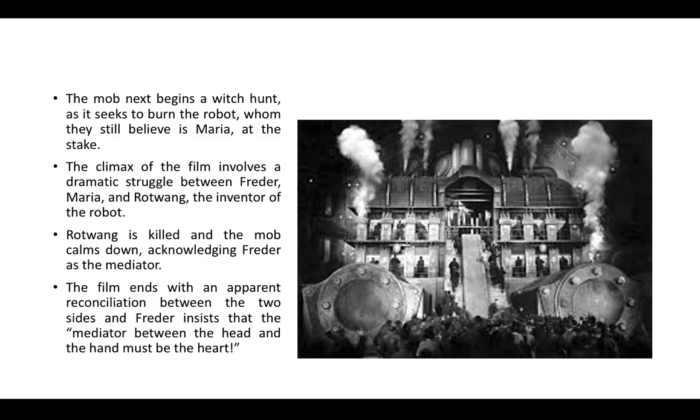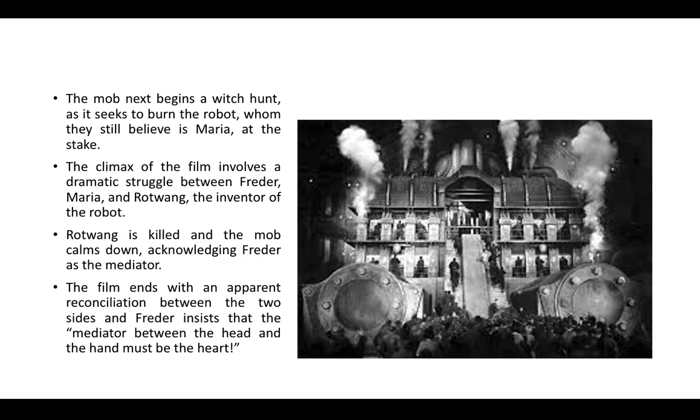The mob next begins a witch hunt as it seeks to burn the robot, whom they still believe is Maria, at the stake. The climax of the film involves a dramatic struggle between Freda, Maria, and Rotvang, the inventor of the robot. Rotvang is killed, and the mob calms down, acknowledging Freda as the mediator. And Metropolis ends with an apparent reconciliation between the two sides, and Freda insists that the mediator between the head and the hand must be the heart.